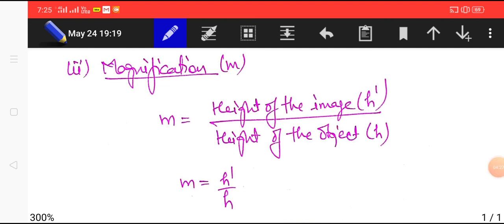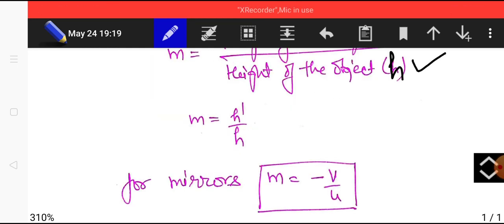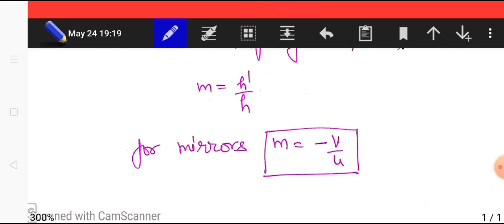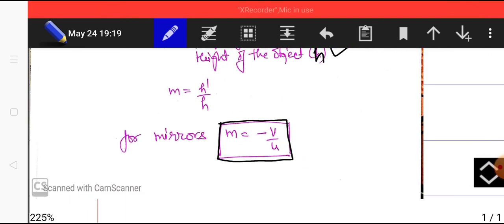Next is magnification. Magnification is defined as height of image divided by height of object. Height of image is also represented by h dash, and height of object is represented by h. Also for mirrors, the magnification always reduces to minus v by u. This minus sign we will put in case of mirrors. For lenses, I will tell you in future lectures that magnification will become plus v by u, but for mirrors it is minus v by u.